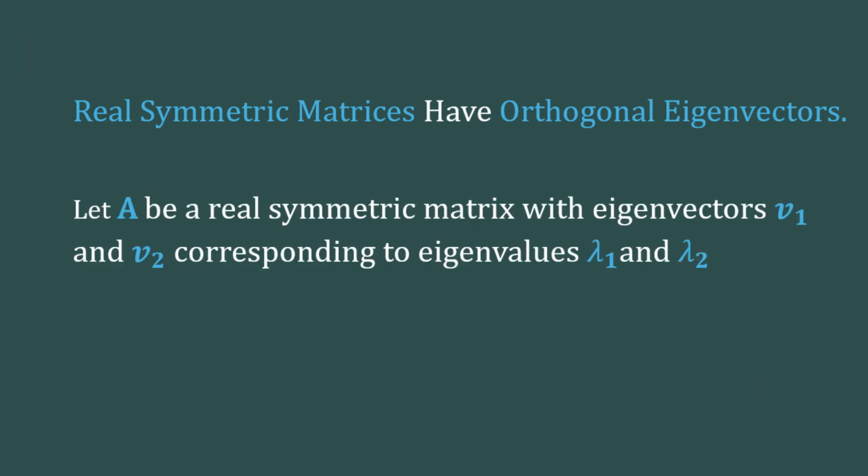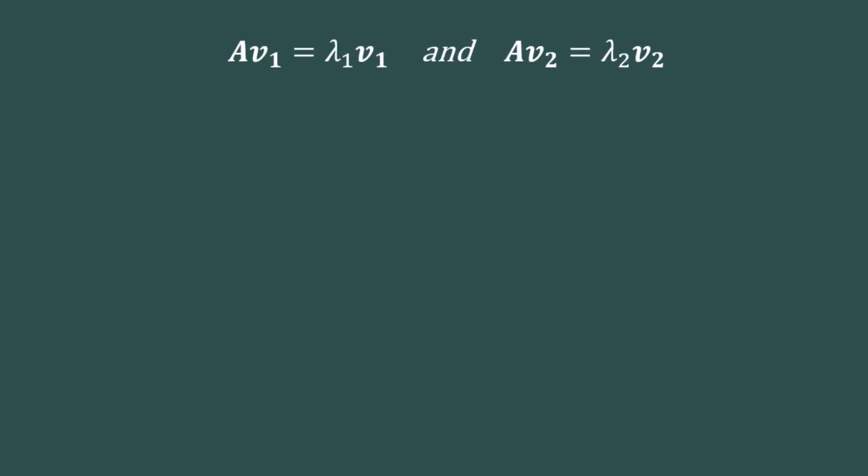Consider a real symmetric matrix named matrix A. Suppose matrix A has two eigenvectors, named vector v1 and vector v2, corresponding to eigenvalues λ1 and λ2. This means matrix A multiplied by vector v1 is equal to λ1 multiplied by vector v1. And matrix A multiplied by vector v2 is equal to λ2 multiplied by vector v2.